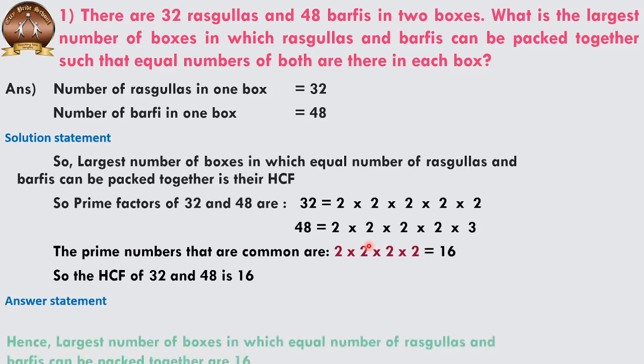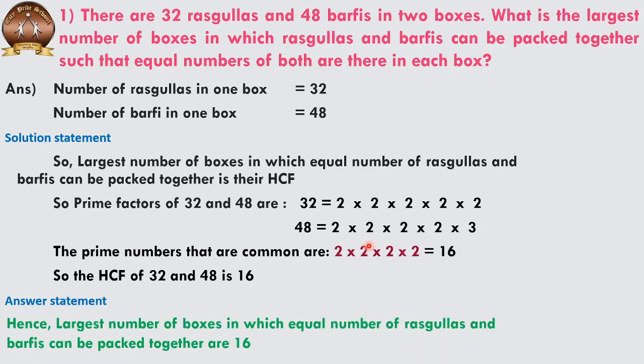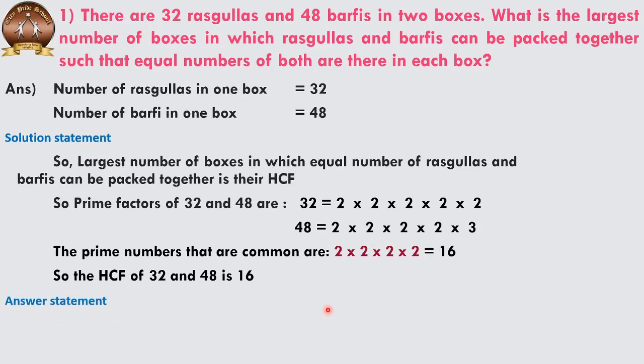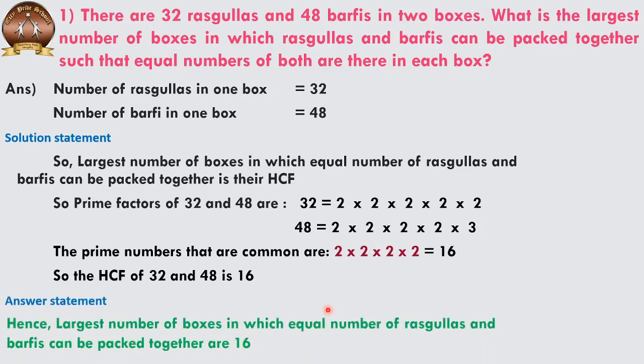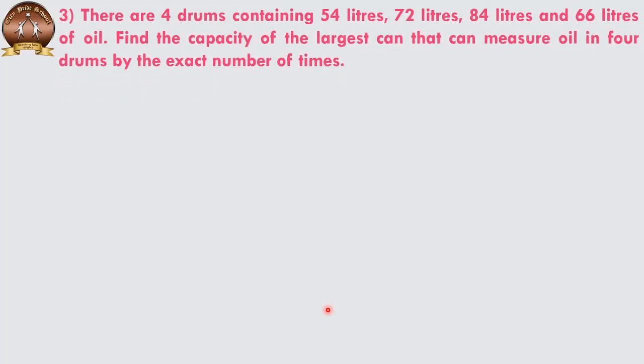We conclude from here, the answer statement can be: hence, largest number of boxes in which equal number of rasagullas and burfis can be packed together are 16. So we conclude in the answer statement as, hence, largest number of boxes in which equal number of rasgullas and burfis can be packed together are 16. Let us go through one more example.